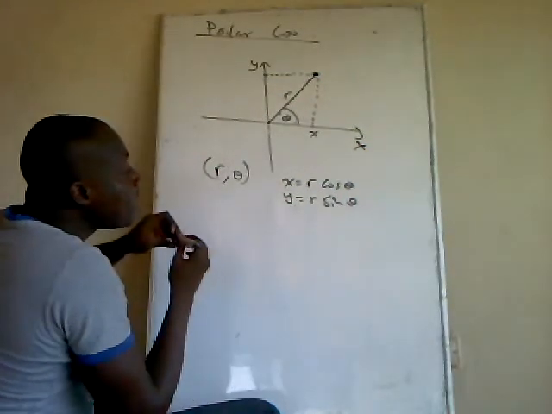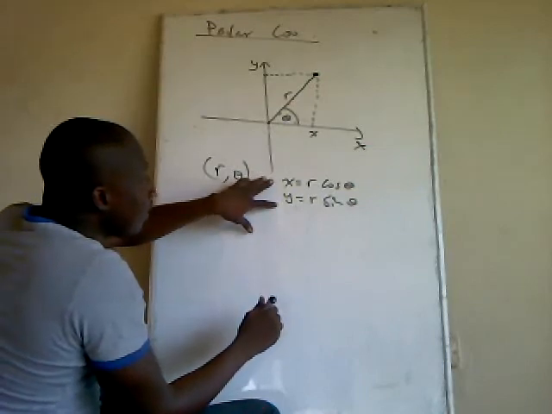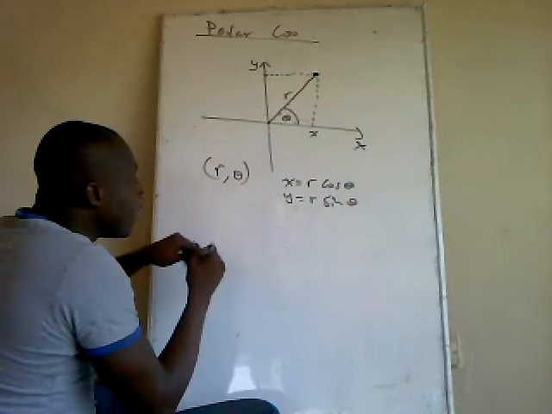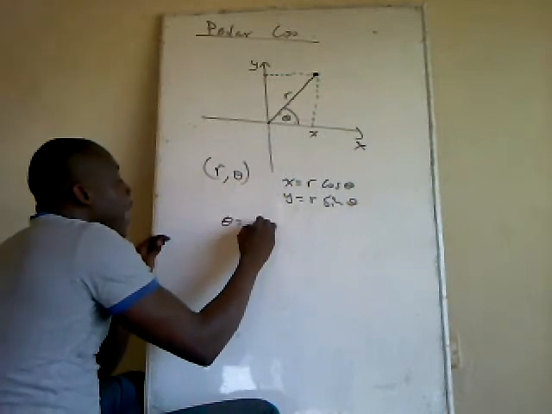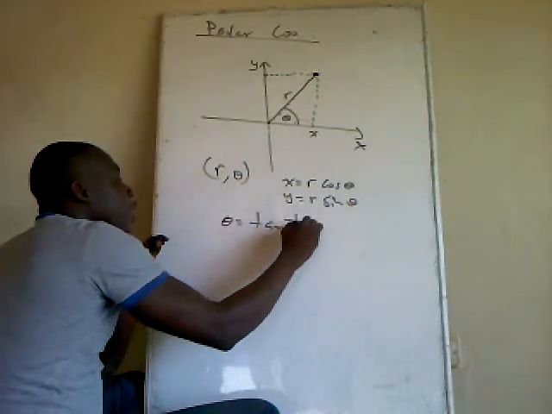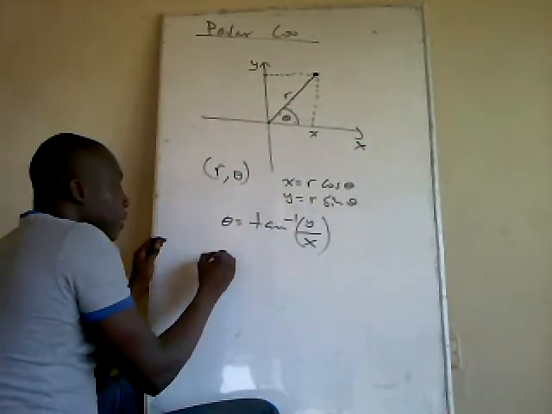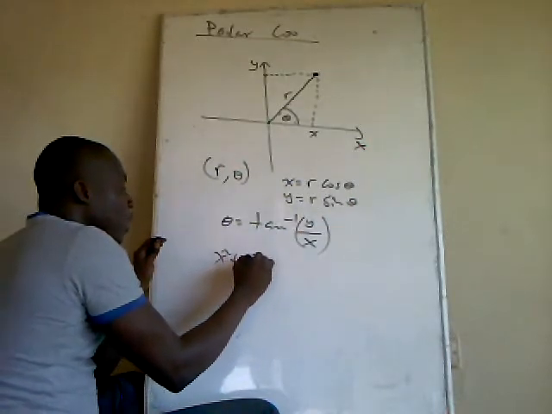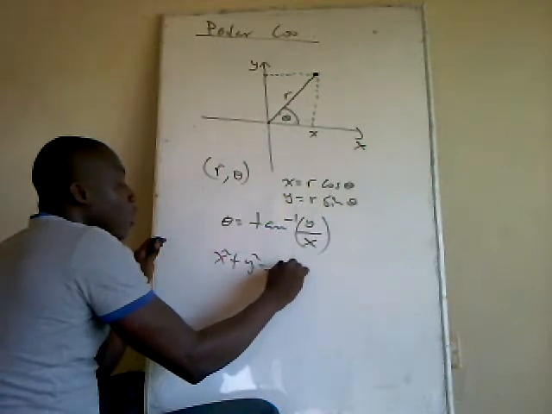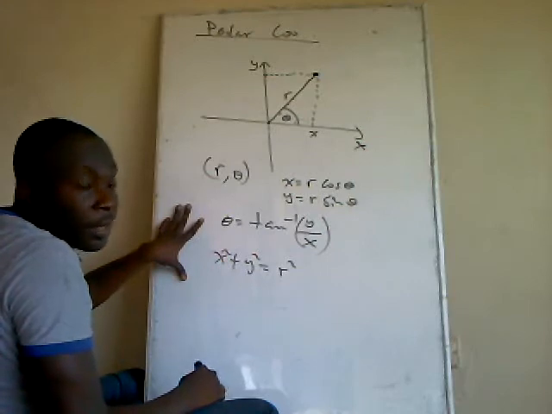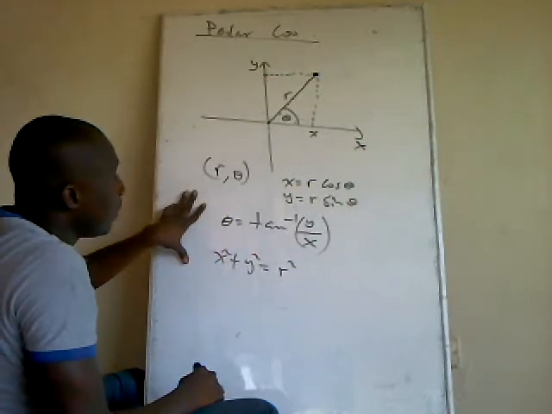Okay, now this is the relationship between Cartesian and polar coordinate. Theta is given by the tan inverse of y over x, and x squared plus y squared is equal to r squared. This is from Pythagoras theorem. Now these all hold.